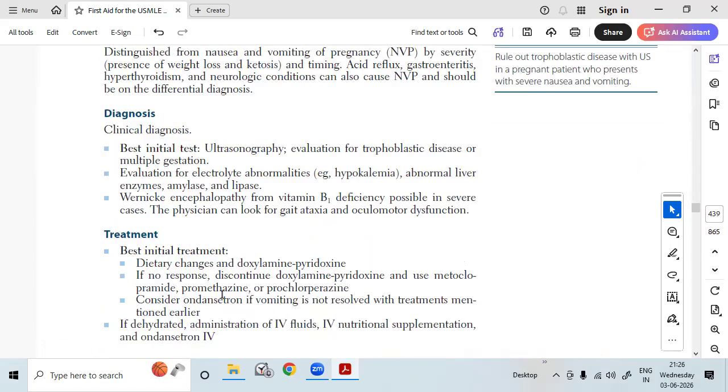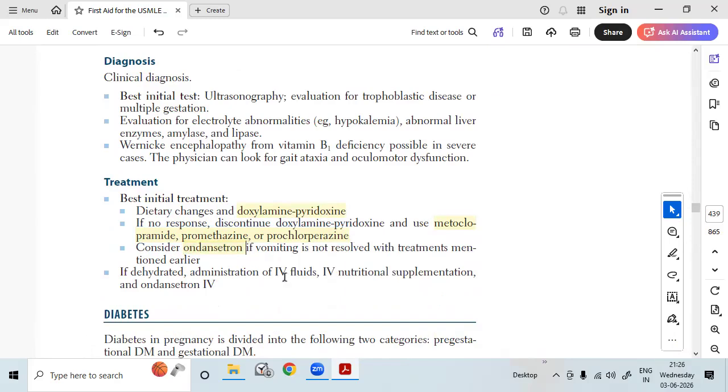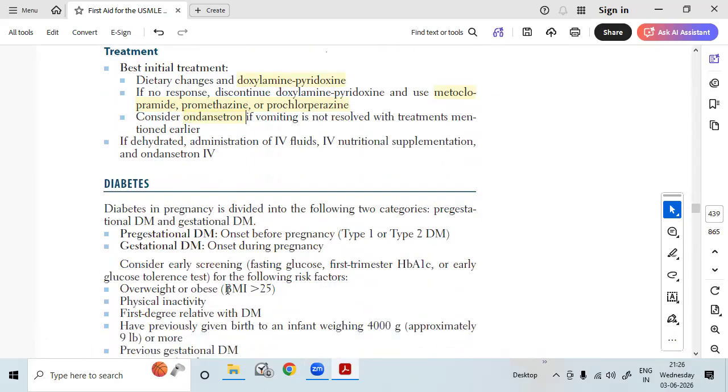So, the best initial treatment for this will be dietary changes and doxylamine-pyridoxine. This you need to remember. If no response, you discontinue doxylamine and use metoclopramide, promethazine, or prochlorperazine. Consider ondansetron if vomiting is not resolved with the treatment mentioned earlier. And if dehydrated, we need to administer IV fluids, IV nutritional supplements, and IV ondansetron.